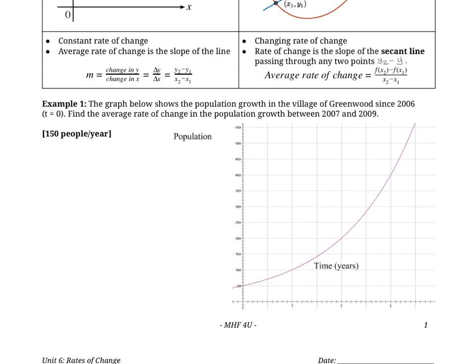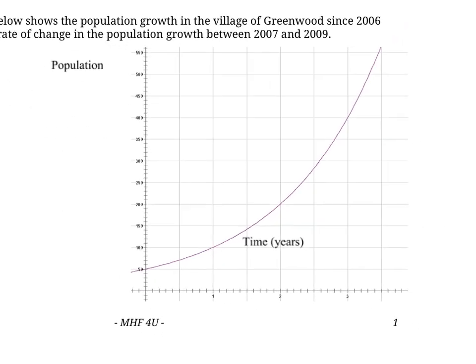First problem here. So we have a graph of population growing. It looks like an exponential graph, which population often follows. So the graph says since 2006, find the average rate of change in the population between 2007 and 2009. So if we look here, first of all, where are 2007 and 2009? Well, it says actually that this graph starts at 2006.